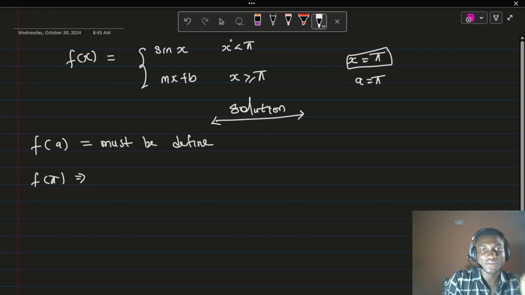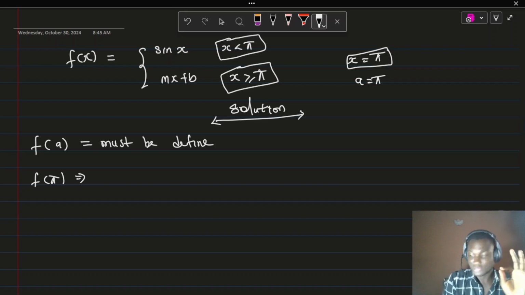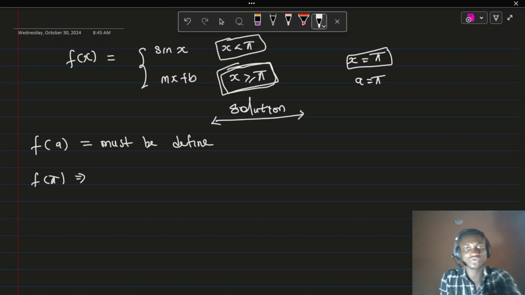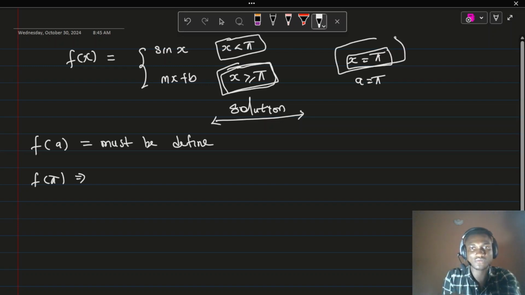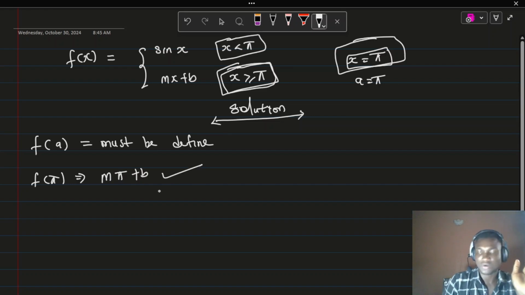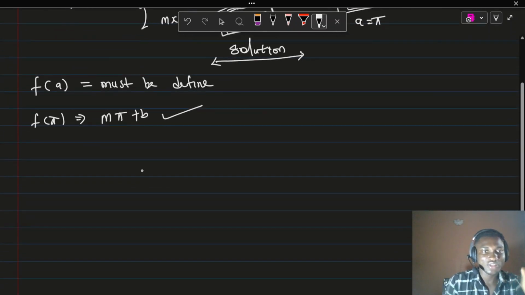If you check this very well, this one is saying that x is less than pi, and this one is saying that x is greater than or equal to pi. So definitely the one we are going to choose is this one here, because it is the one saying that x is greater than or equal to pi, and this is what we are looking for. So that will be m pi plus b. That is the first step. Alright, we know that m and b will surely be constants.